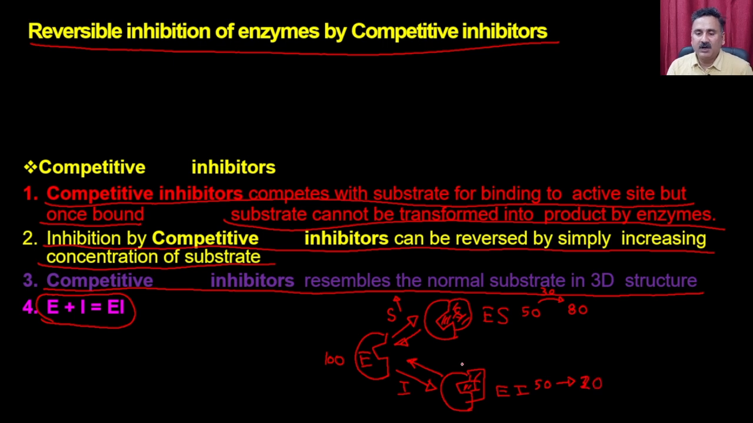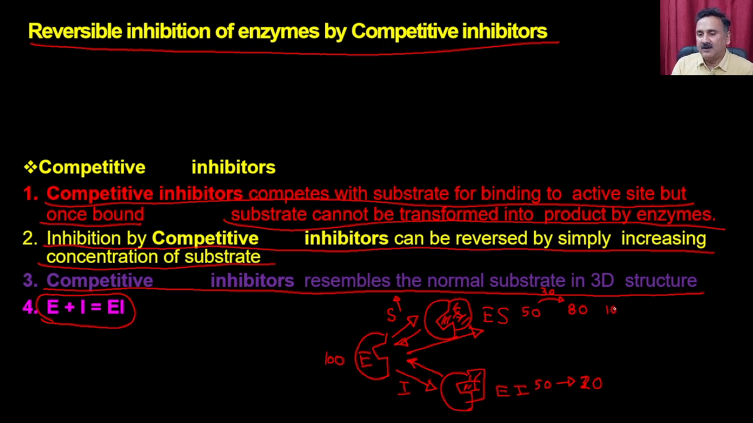Okay, so there will be only 20 enzyme molecules present in the enzyme inhibitor complex, whereas the 30 molecules, because it can go in both directions, when an enzyme substrate complex is formed, there will be a free enzyme and free substrate present, and that's how it is driven in this direction. So if you increase the substrate concentration, the equilibrium will go in this direction, and as a result you will have more and more enzyme substrate complex.